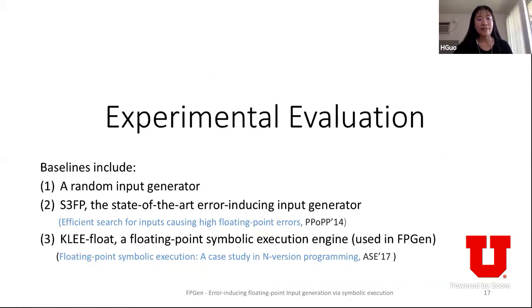To evaluate FPGen, we compared with three other tools. First is a random input generator. Second, S3FP is the state-of-the-art error-inducing input generator. And third, Klee-Float, a floating point symbolic execution engine. This is also the symbolic execution engine we used in FPGen.